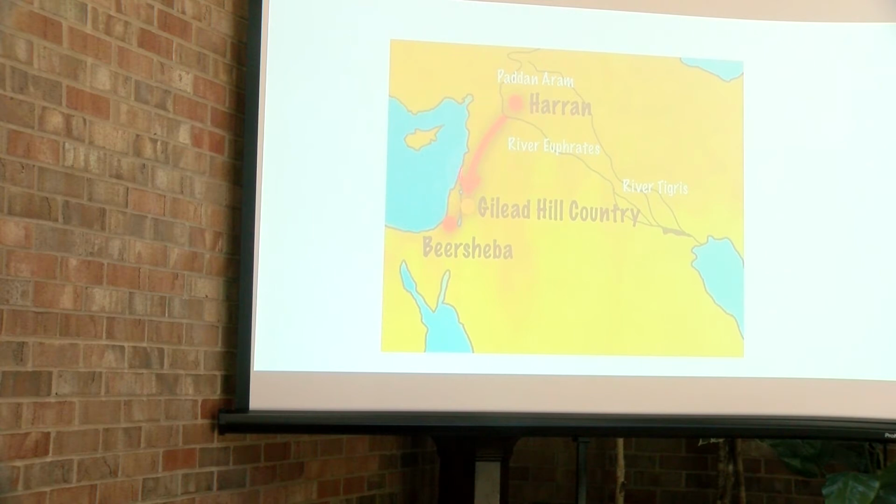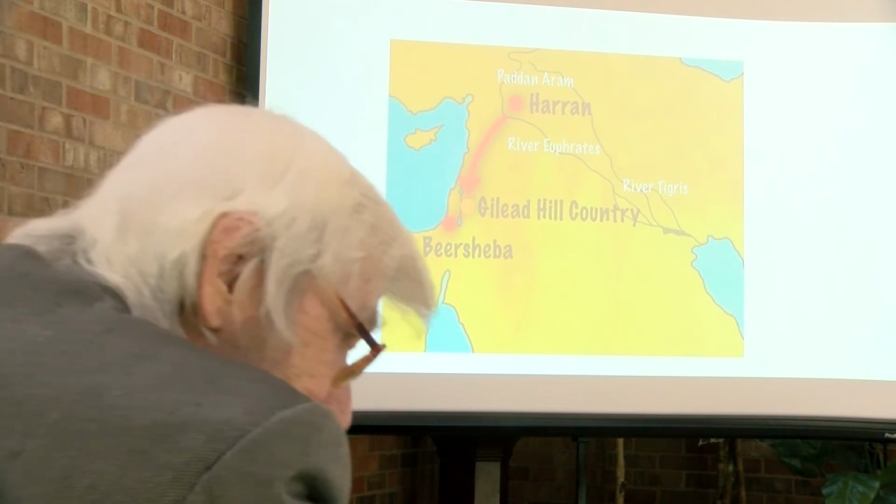a picture of the Gilead country. Here's Palestine. Here's Haran where they left. This is Padan Aram, way up here. This is 500 miles. Gilead country is right here on the other side of the Jordan River, a little bit north of the Dead Sea. Beersheba is down in this area over here. This is where they are now encamped.